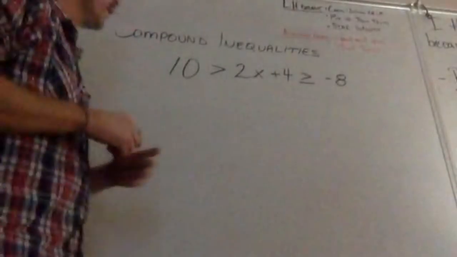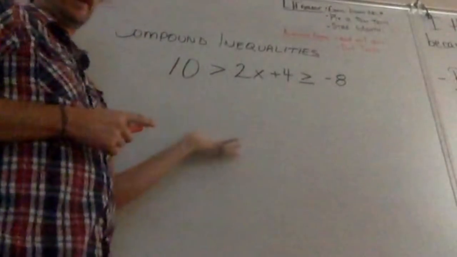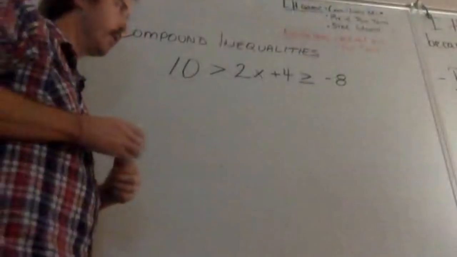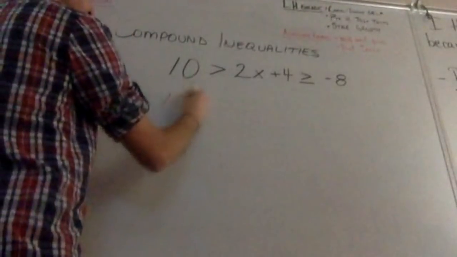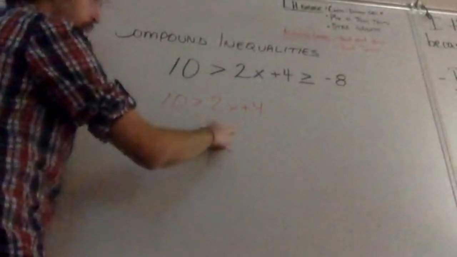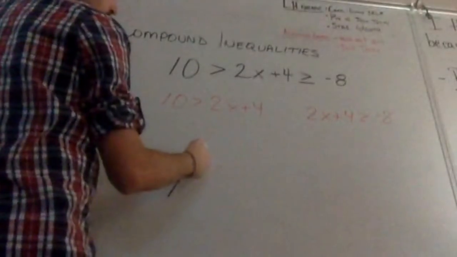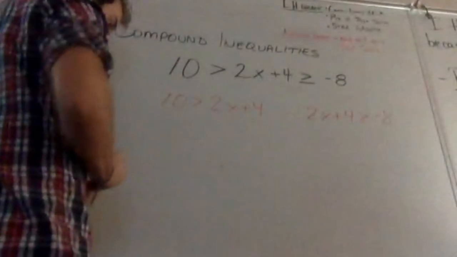All right, well, here's another example of a compound inequality. Now, this is a little bit more advanced where we have multiple things happening here. We actually have to solve for this. 10 is greater than 2x plus 4. All right, we were solving these yesterday. Then we have 2x plus 4 is greater than or equal to -8. Well, we can solve for these two separate ways. You can do that, but I want to show you a quicker way to do this.